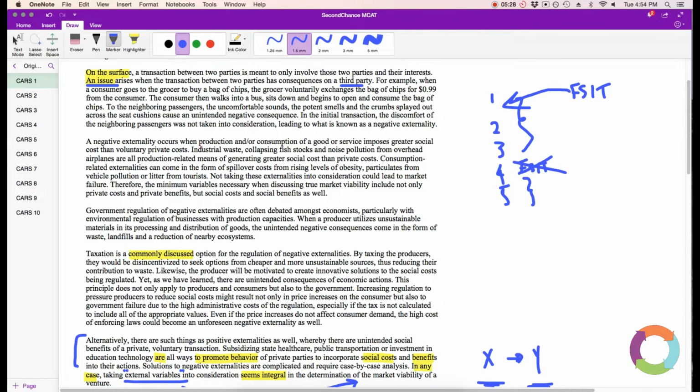Got it. And this occurs when production or consumption imposes greater social costs than voluntary private costs. Industrial waste, collapsing fish stocks, noise pollution, they're all production-related means of generating this social cost. Consumption-related externalities can come in the form of spillover costs, rising levels of obesity, particulates, litter. Not taking these externalities into consideration could lead to market failure, right? So it could lead to market failure.